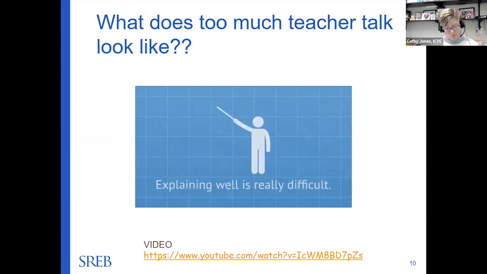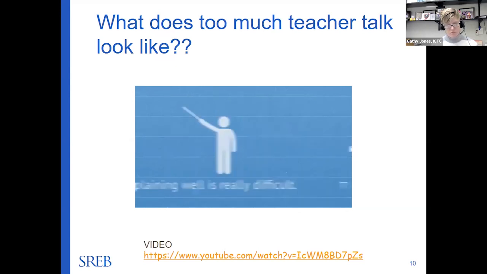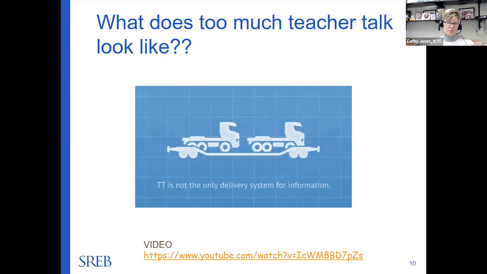Sometimes, words simply aren't our best choice. I mean, explaining something well is really difficult. Just because you don't explain it in your teacher talk doesn't mean that you don't want students to find out about it for themselves. You can transmit the information by other methods. You could have students look it up. You could act it out. Or you could even draw pictures on the board.